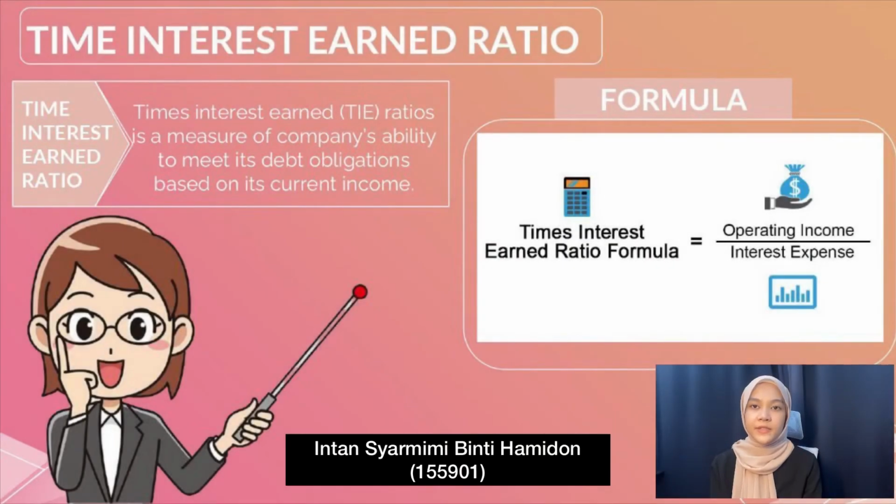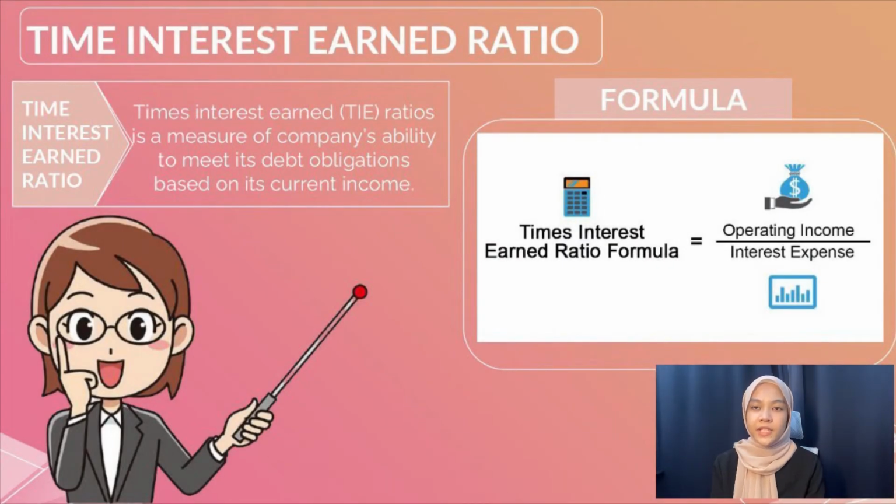Next is times interest earned ratio. Times interest earned ratio is a measure of a company's ability to meet its debt obligations based on its current income. It can be calculated using the formula of operating income divided by interest expenses.